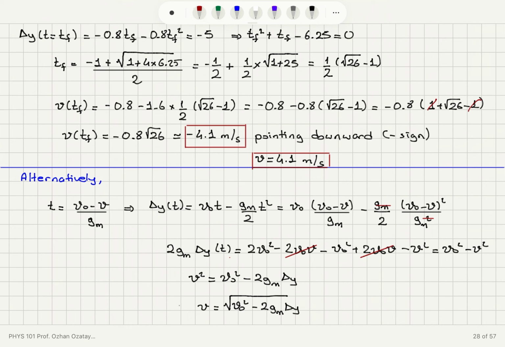And then we have shown that we could also use the relationship between velocity and position directly without going into this time calculation by noting the time velocity relationship t is equal to v0 minus v over gm, and integrating v of t dt, we have v0 t minus gm over 2 t squared, and we can eliminate t by substituting this, and we obtain this relationship. If you plug in the numbers, that would directly give us the final speed of the lunar lander.